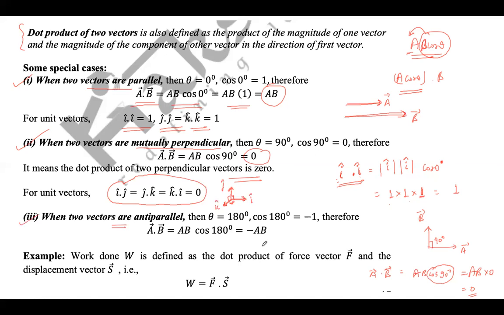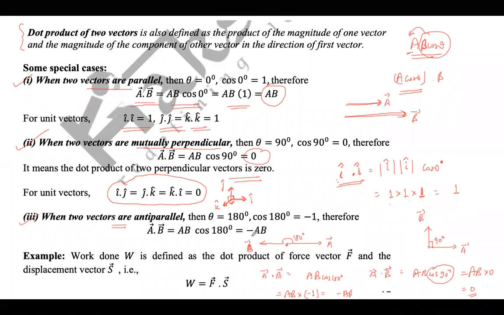When two vectors are anti-parallel, the angle between them is equal to 180 degree. So let's say if this is one vector and this is another vector, the angle between them is 180 degree. So this is vector A, this is vector B. Okay. So when we find A dot B, so this is AB cos of 180 degree, which is equal to AB into minus 1. Cos 180 is minus 1, so this will be minus A into B.